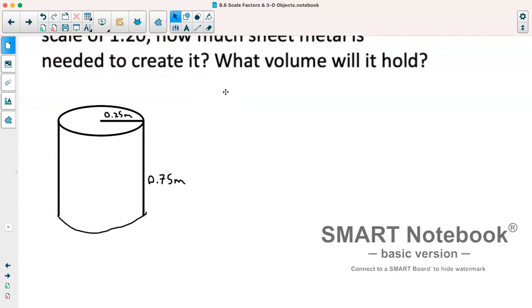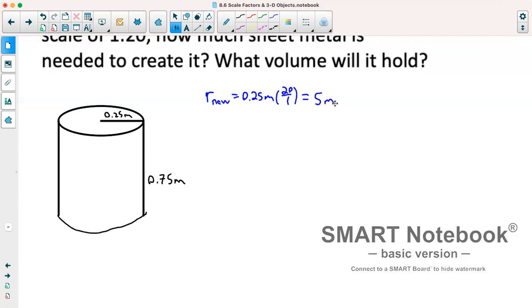So therefore, to get our new radius, it's going to be our old radius of 0.25 meters times 20/1. So its actual size when it's built would be 5-meter radius. So that was our radius. This is our height. So to get our new height, we are once again using that scale factor and then the distance off of our blueprint. And that's giving us 15 meters.